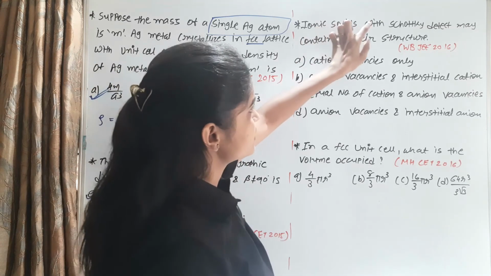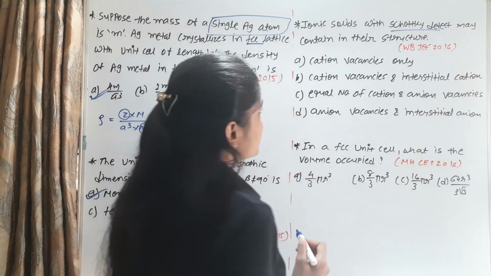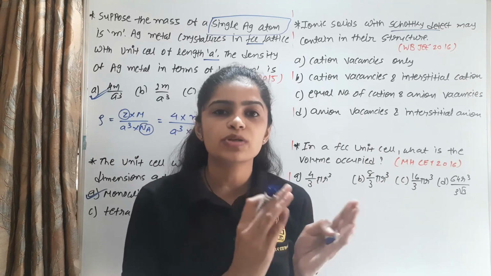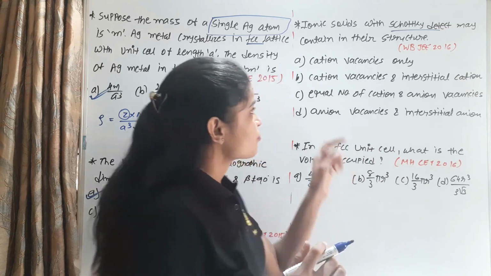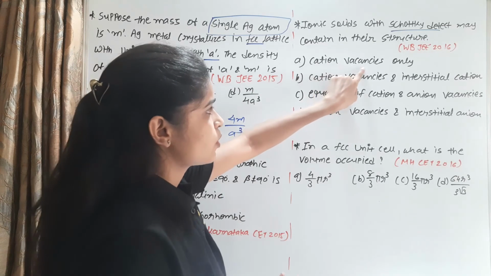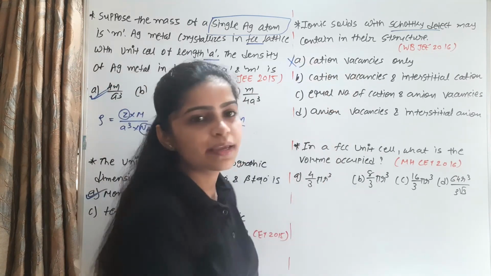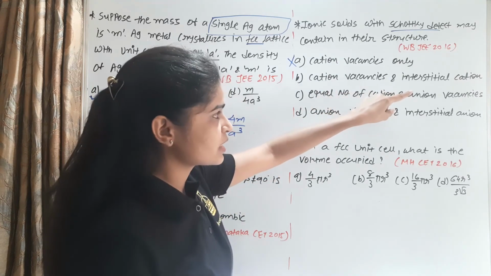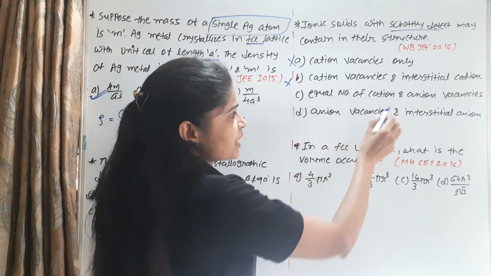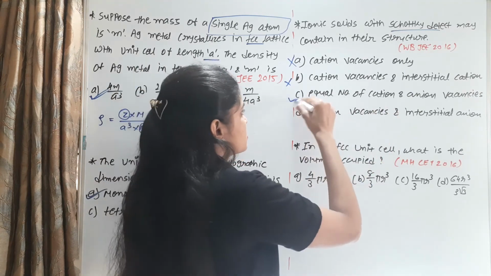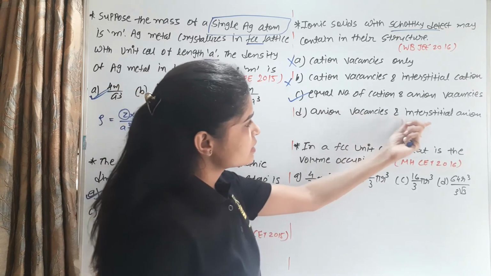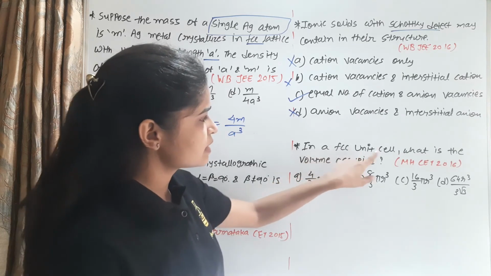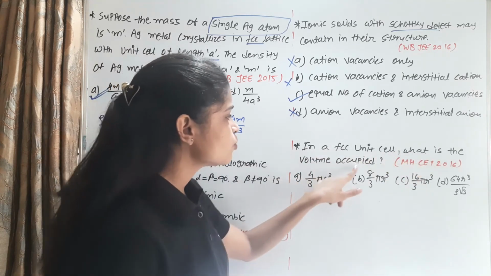Next, ionic solids with Schottky defect may contain in their structure. We know that in Schottky defect an ion pair is removed. Ion pair removed means positive and negative vacancies are present. So find the right answer. Cation vacancy only? No, this is cation and anion vacancy because the ion pair is removed. Cation vacancy and interstitial cation? No. Equal number of cation and anion vacancies? Yes, this is right. And anion vacancy and interstitial anion? This is wrong.